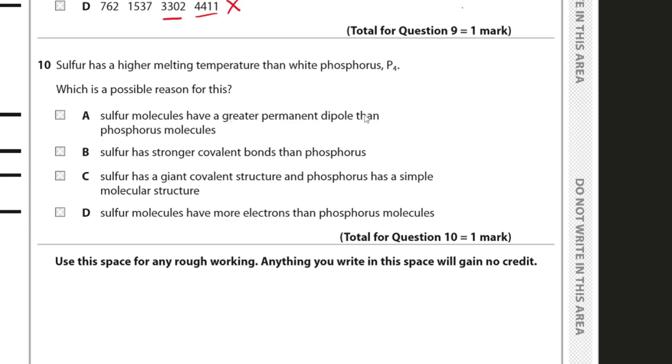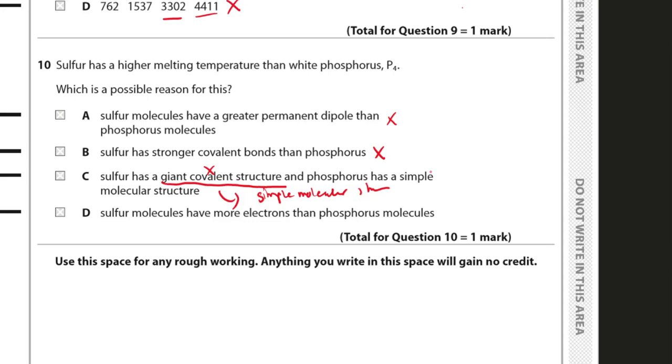Secondly, sulfur has strong covalent bonds. Now melting temperature is not related to covalent bonds, because during melting the covalent bonds do not break, but only the intermolecular forces between the simple molecular structures are broken. So obviously this one and this one are not taken into consideration. Sulfur has a giant covalent structure and phosphorus is a simple molecular structure. First of all, this is wrong because sulfur actually has a simple molecular structure just like phosphorus. So that would not be a possible reason as well, because the whole statement is false.